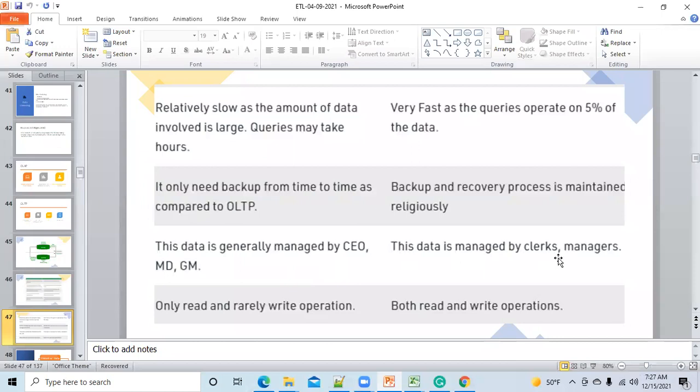This data is managed by clerks and managers. Why? Because this is on a day-to-day basis. They will manage it. Both read and write operations. What is the meaning of this? Read and write operations. Rarely do we insert data in the data warehouse.